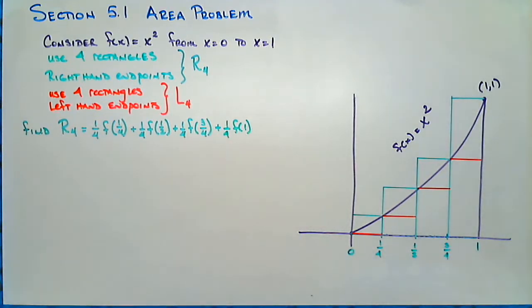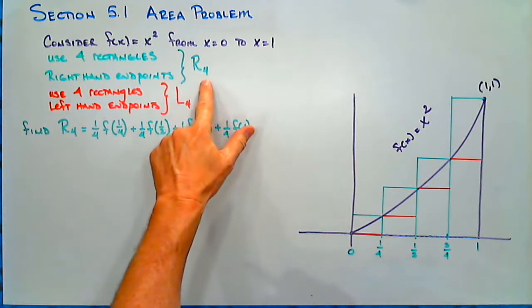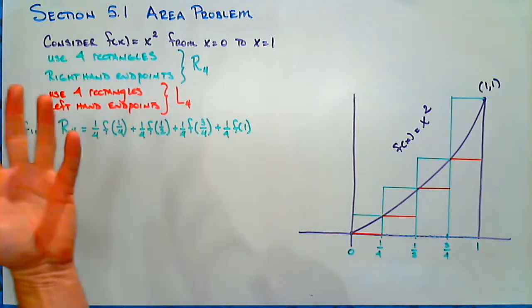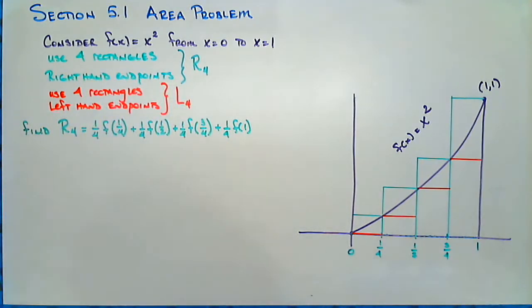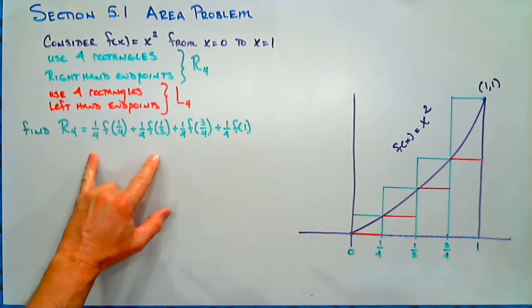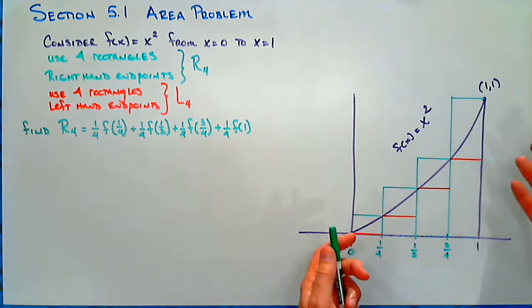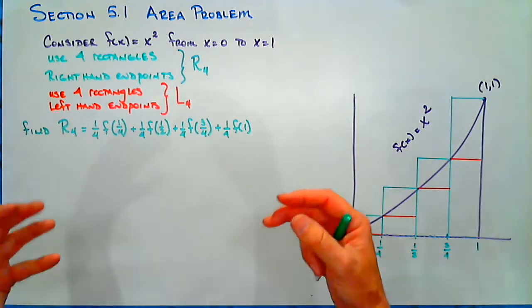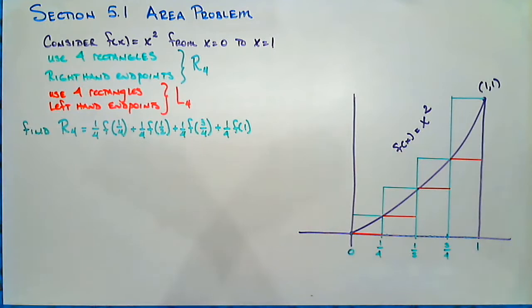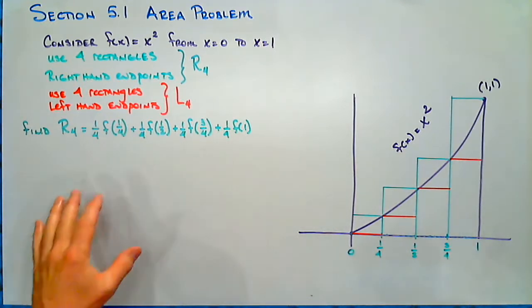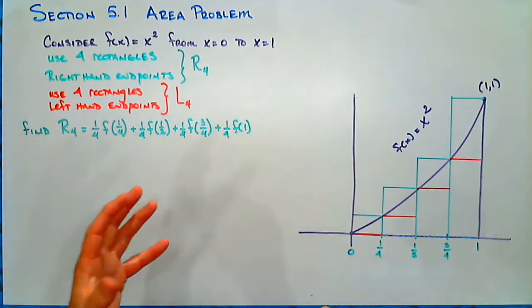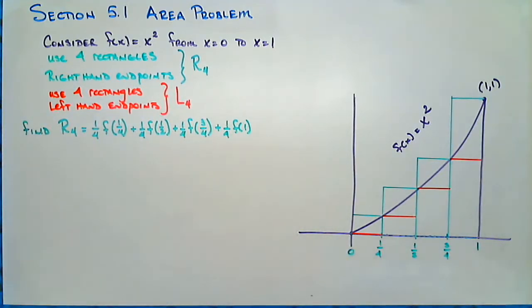So when we do these problems in section 5.1, and they ask us to find R sub 4 or L sub 4 or R sub 6 or whatever they ask us for, they turn into these glorified arithmetic problems. Now we know this answer is wrong. They didn't ask us to find the real area. They asked us to approximate the area with 4 subintervals using right-hand endpoints. And that's what we've done. Now, we haven't done that yet. We have to finish.